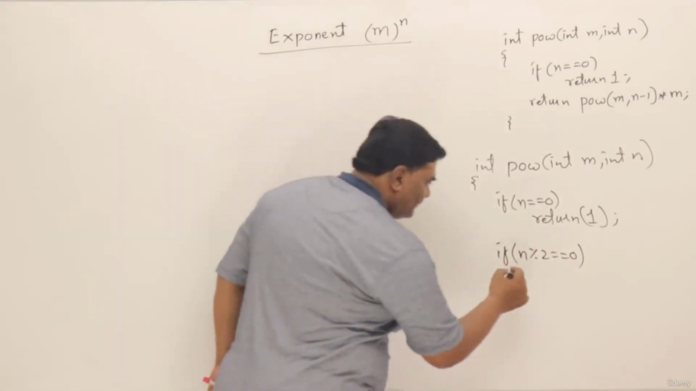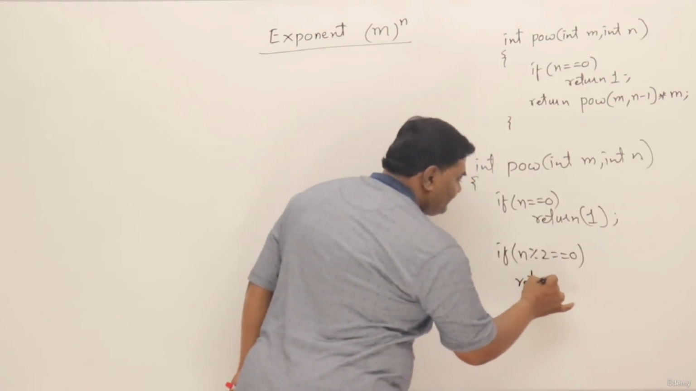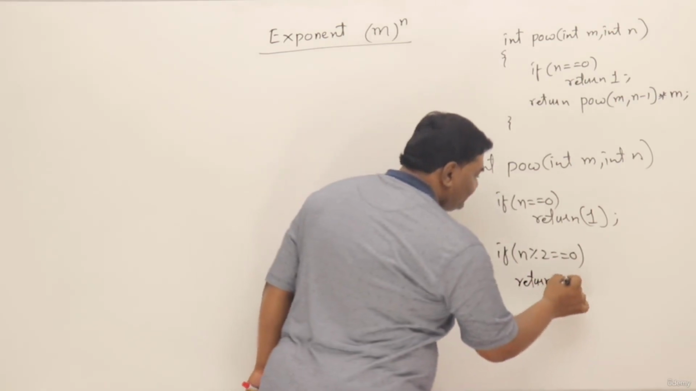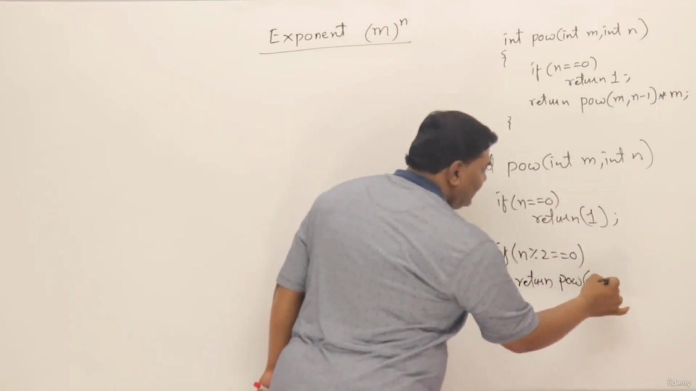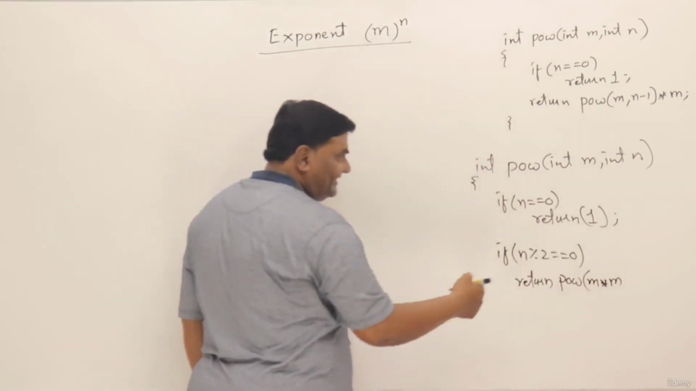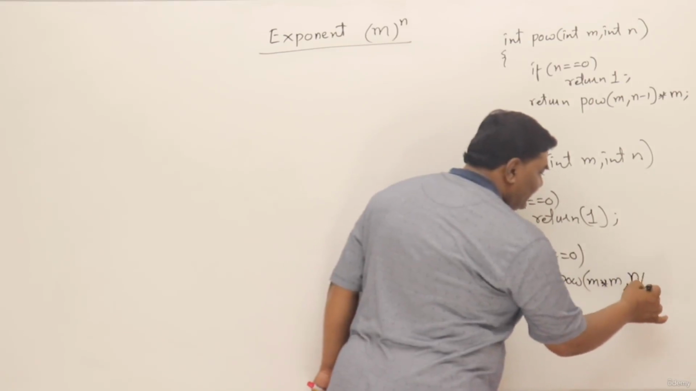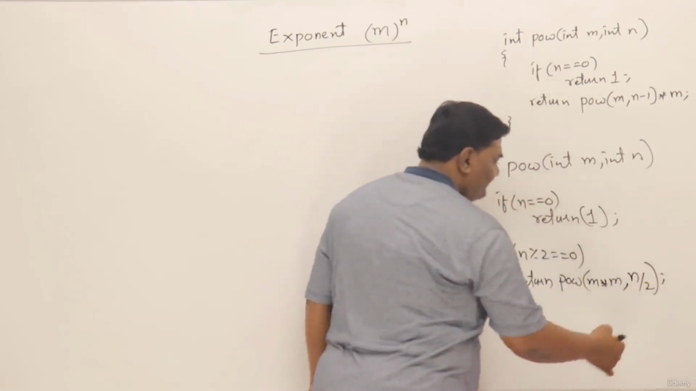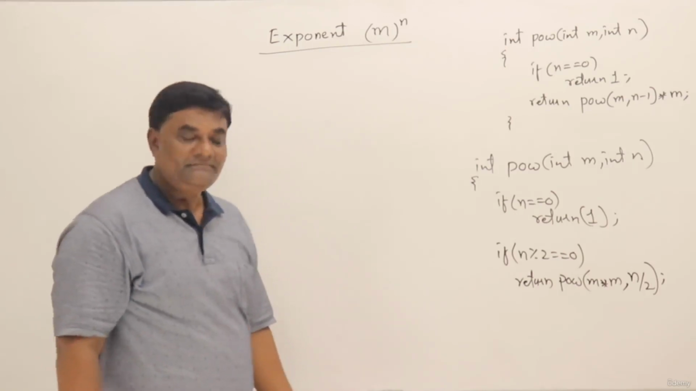So let us write that code here. If it is an even number, then call the power function and multiply m into m. So one multiplication, that is m is multiplied by itself one time, then this will be n by 2. That's good. So the number of multiplications will reduce further.